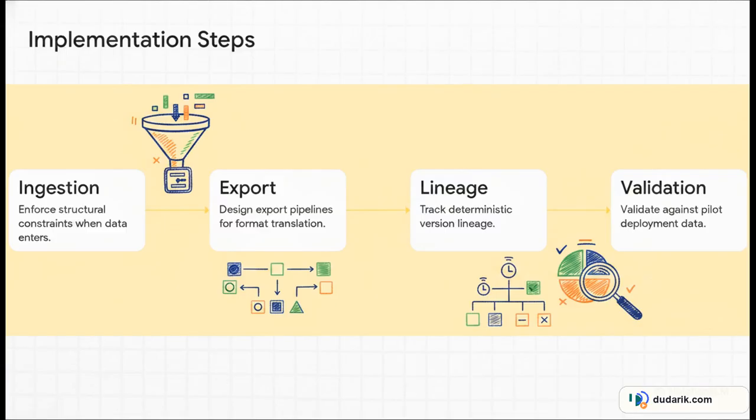Second, design export pipelines specifically for format translation. Third, track deterministic version lineage. And fourth, validate against pilot deployment data. A great starting point is simply wrapping your current document parsers in a constraint validation layer.